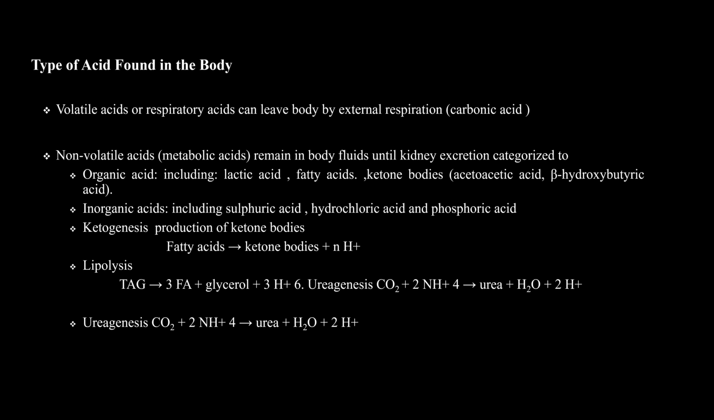Types of acids found in the body. Respiratory acid: carbonic acid, from cellular respiration. Organic acids include lactic acid, fatty acids, and ketone bodies such as acetoacetic acid and beta-hydroxybutyric acid. Inorganic acids include sulfuric acid, hydrochloric acid, and phosphoric acid. Ketogenic products: fatty acids yield ketone bodies plus H+. Ureagenic: CO2 plus 2 NH4+ gives urea plus H2O and 2 H+.